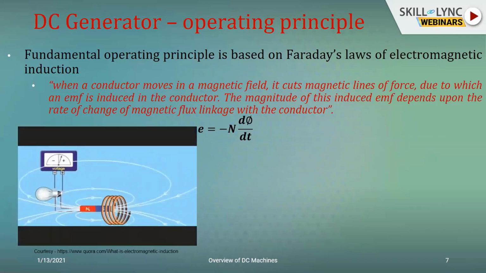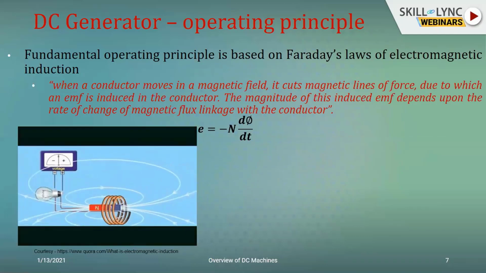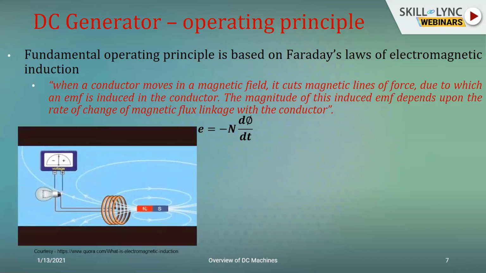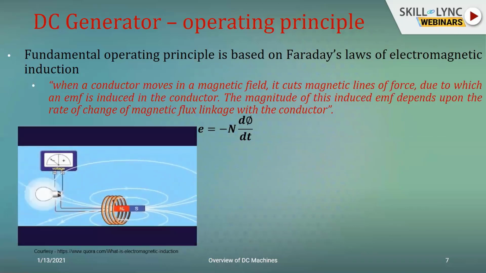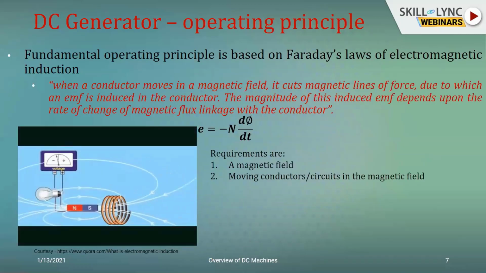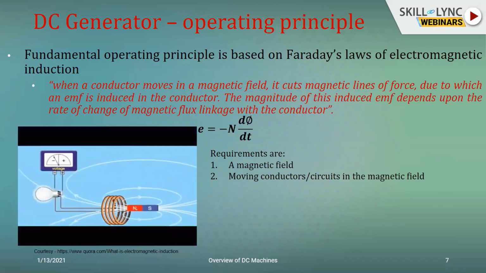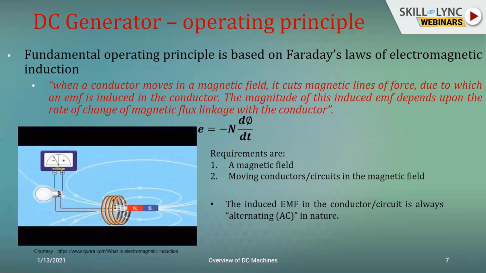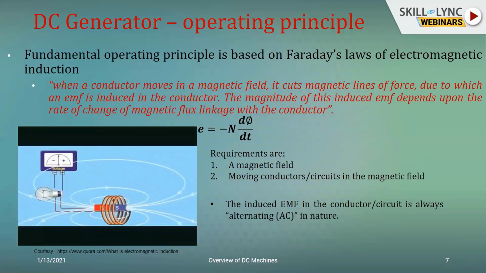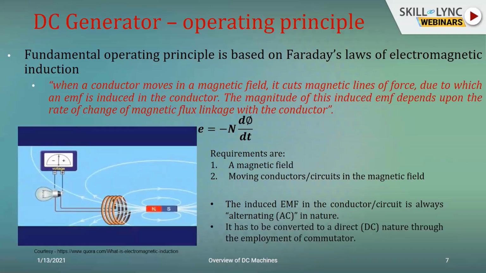Through the displacement of the permanent magnet about its axis, I'm getting variations in the working flux, and those variations in the working flux, when they link with the turns of the coil, contribute to your d phi by dt. And depending upon the number of turns, I get my value of induced EMF. So the basic requirements for a DC generator, from this particular expression, are pretty clear. I need a working magnetic field, and I need a moving conductor or circuit in that field. The induced EMF, as I've told you earlier, is always alternating in nature, so it needs a kind of rectification, and that is the job of the commutator.